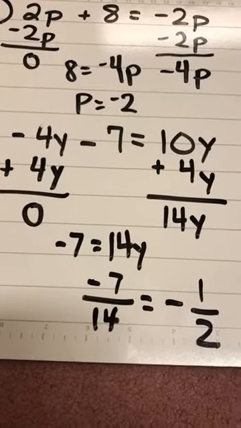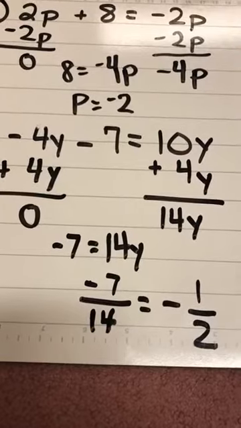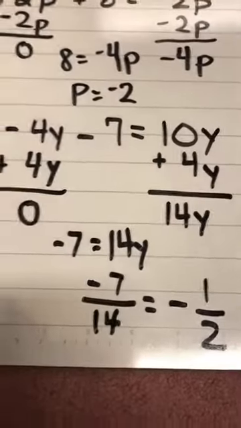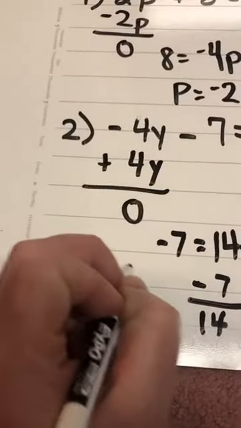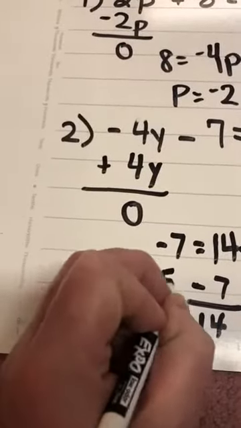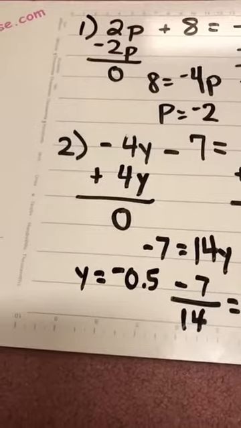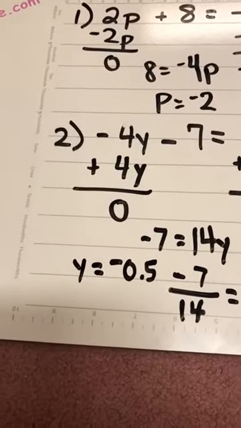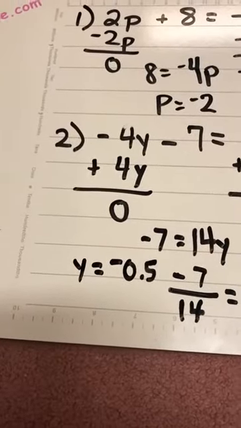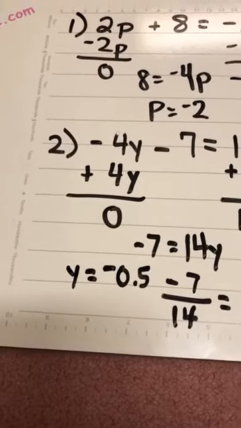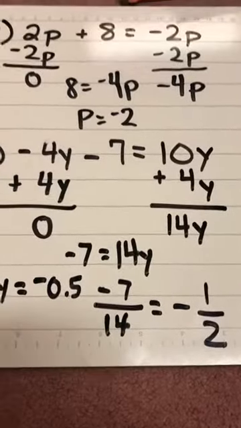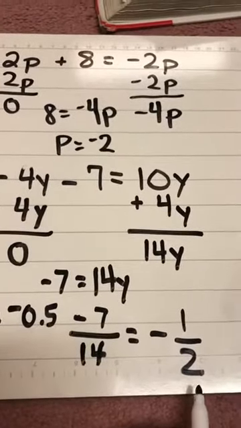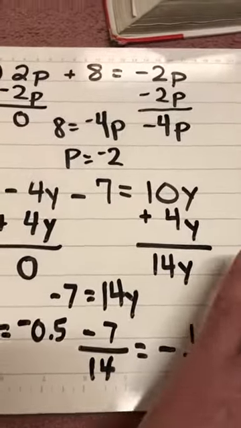Now this one, if you actually plugged it into your calculator, negative 7 divided by 14 probably gave you y equals negative 0.5. And that's okay, because that would be a terminating decimal. But a lot of times you'll end up with fractions that are not terminating decimals, so you need to make sure they're fractions. So as you've heard me say before, sometimes it's just easier to work with fractions all the time. Then you know you don't have a problem.